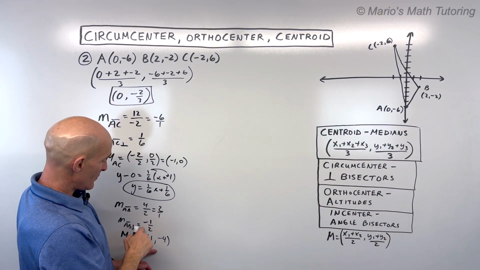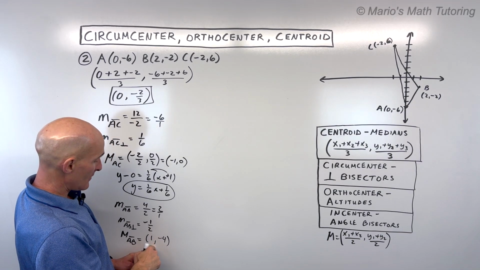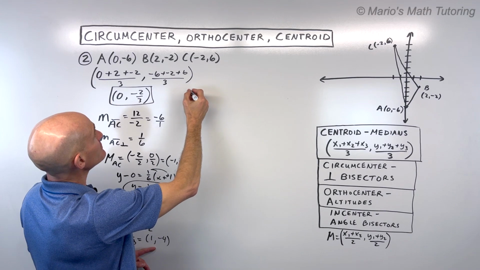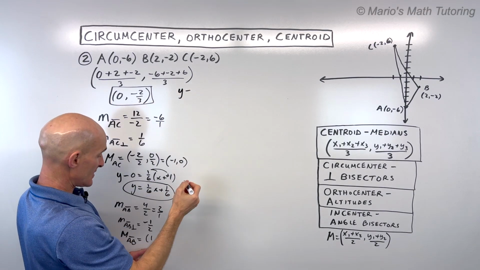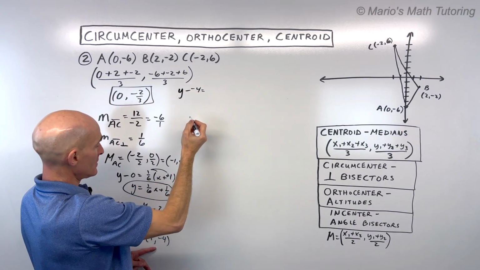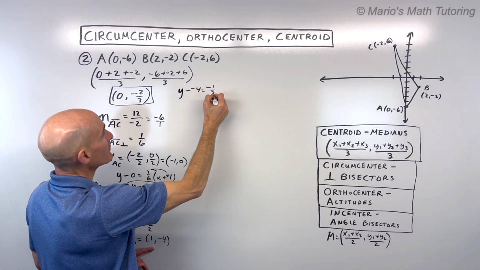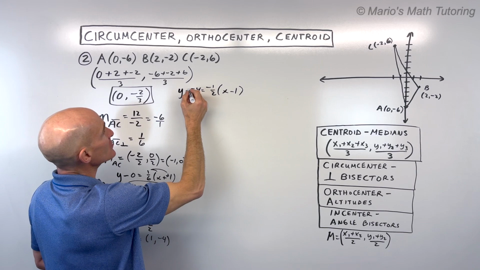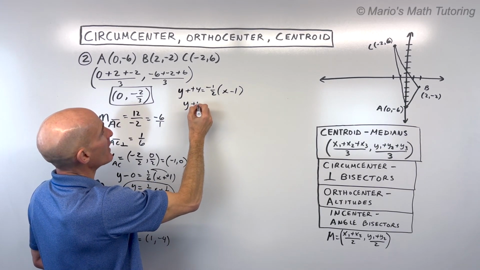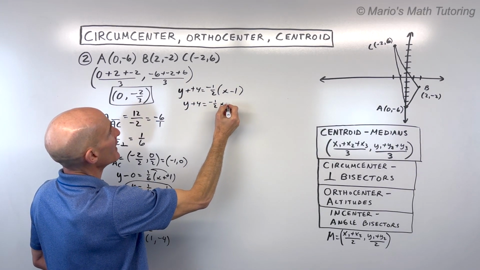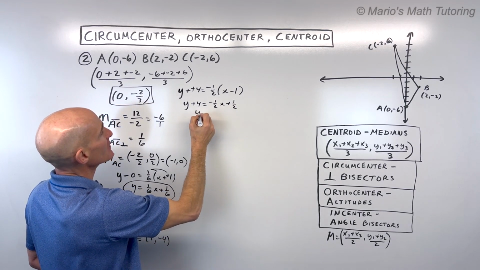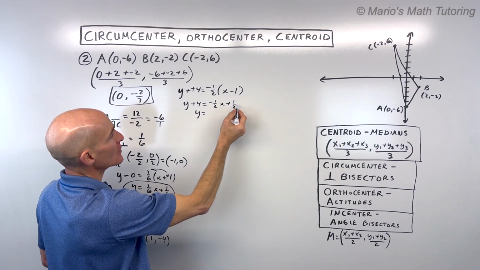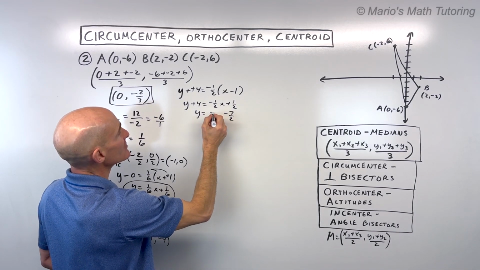Okay, so now we're going to use the perpendicular slope and the midpoint to find the equation of our perpendicular bisector. So we have y minus the y coordinate equals the slope, negative 1/2, times x minus the x coordinate. Okay, so when you subtract, it's like adding the opposite. So we have y plus 4 equals negative 1/2 x plus 1/2. Let's subtract 4 from both sides. 4 is like 8 over 2. So if we subtract 8 over 2, this is going to be negative 7 over 2.